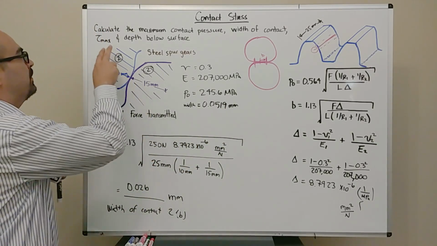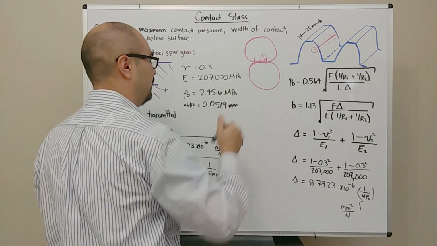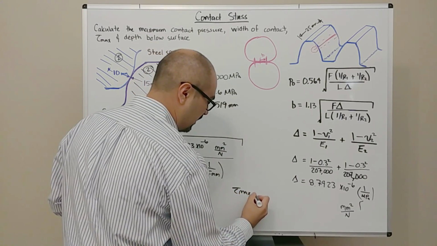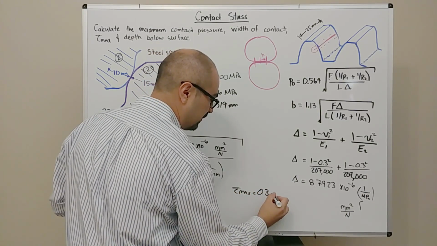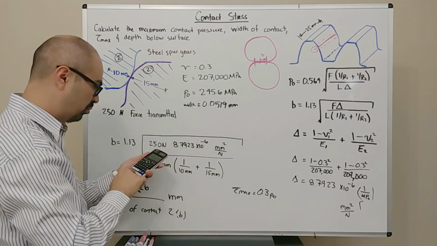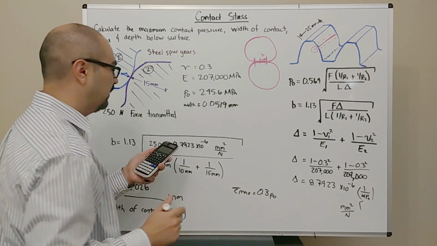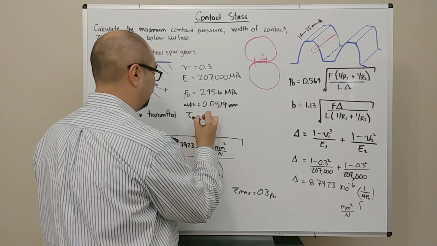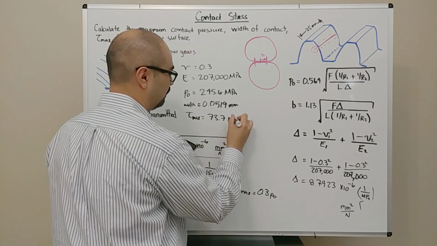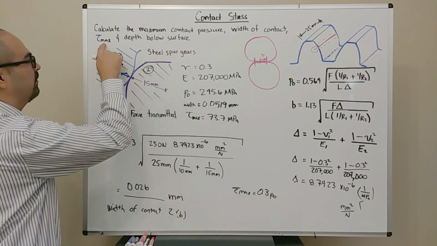So next, let's calculate the maximum shear stress. This is an easy one. We know for the case where we have 2 cylinders in contact, the tau max is simply going to be 0.3 times the contact pressure. So the contact pressure was 245.6. If we multiply times 0.3, we're going to get a tau max of 73.7 megapascals. So that's the answer for the maximum shear stress.